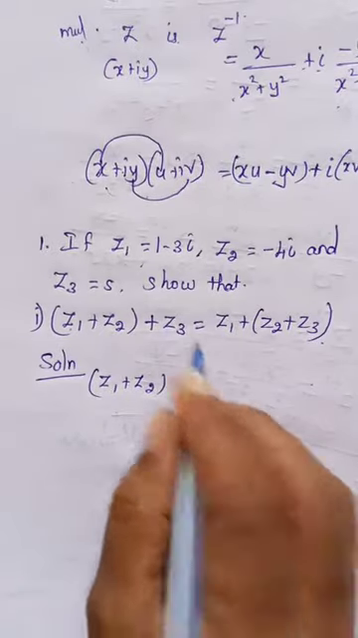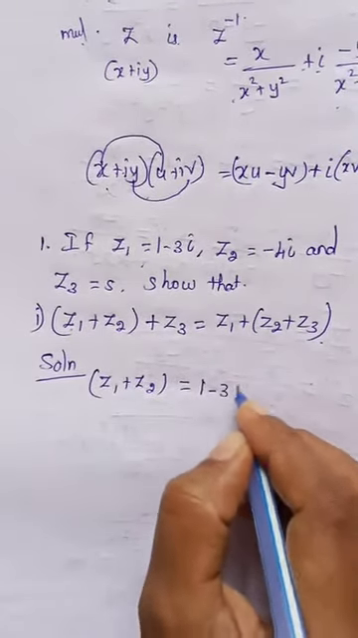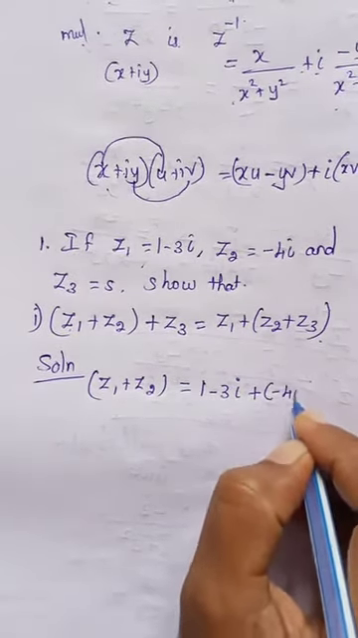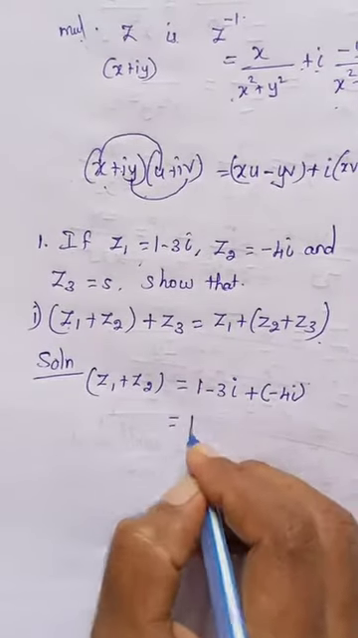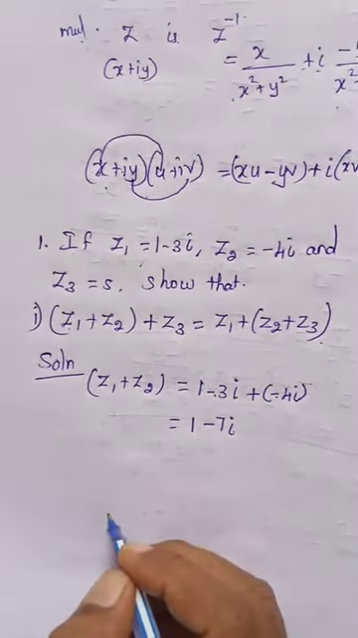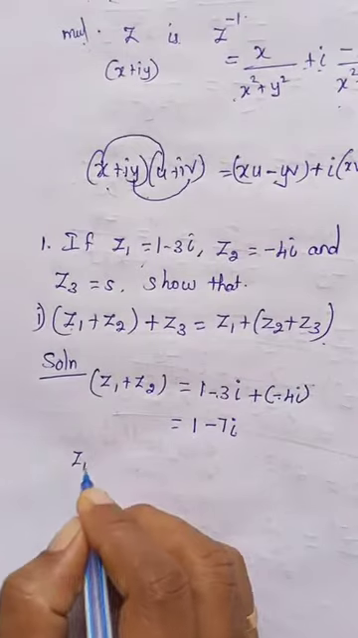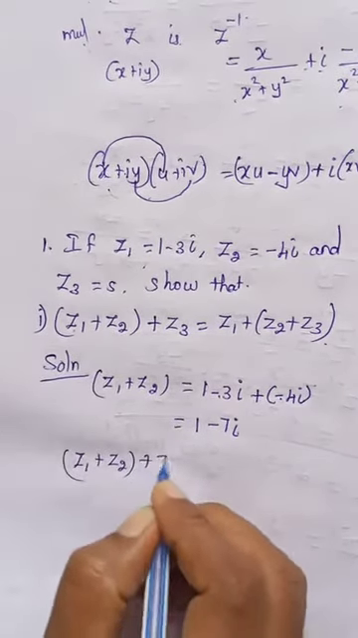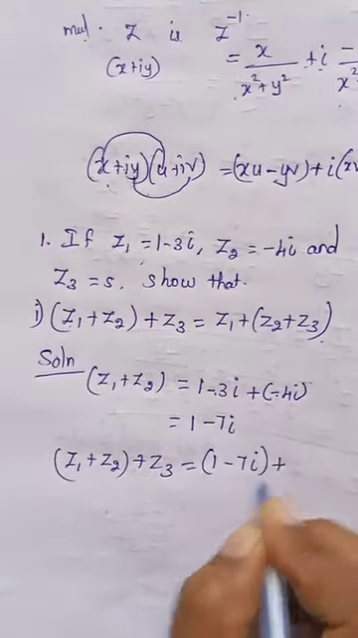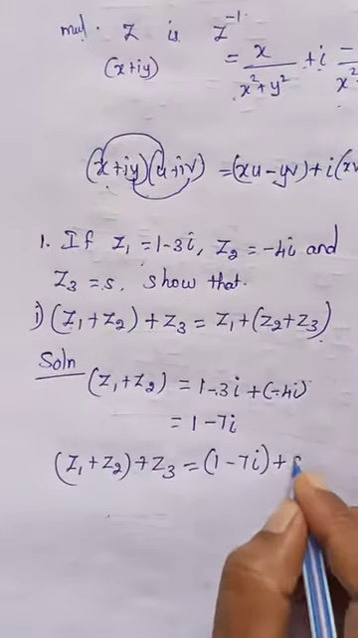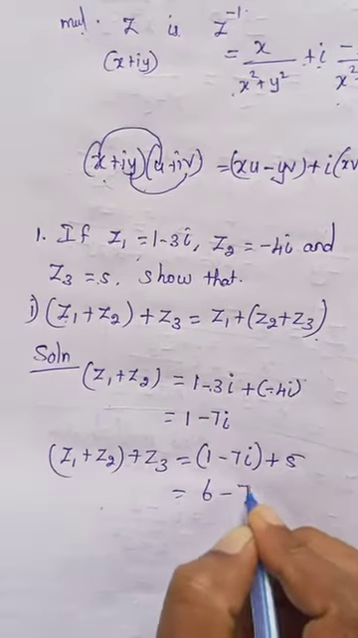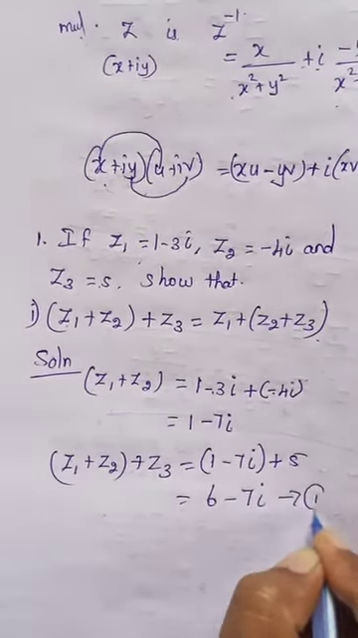Z1 plus Z2: Z1 is 1 minus 3i plus Z2, that is minus 4i. What we get is 1 minus 3i minus 4i, that is 1 minus 7i. Now taking the whole left hand side, Z1 plus Z2 plus Z3, the answer for Z1 plus Z2 is 1 minus 7i, plus Z3, whose value is 5. Together the answer is 1 plus 5, 6 minus 7i. Keep it as equation number 1.